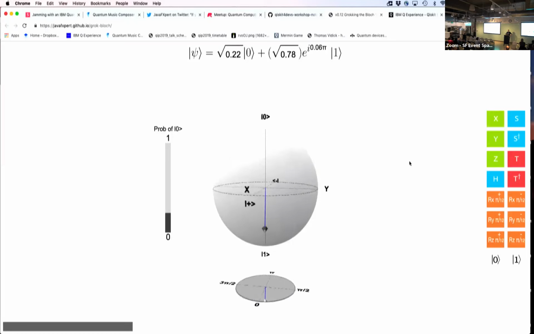So in this presentation, there's a link to this Bloch sphere application that you can play with Bloch spheres, okay? Questions so far?